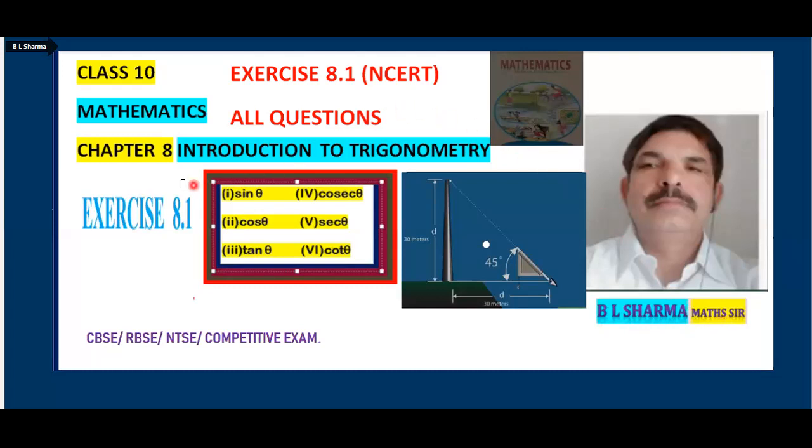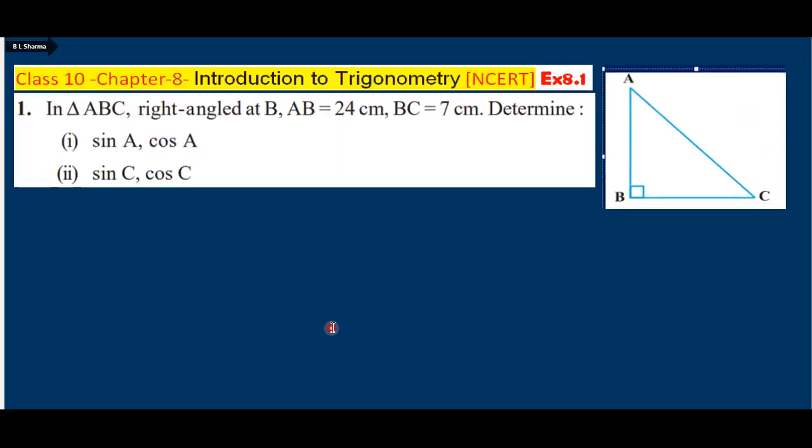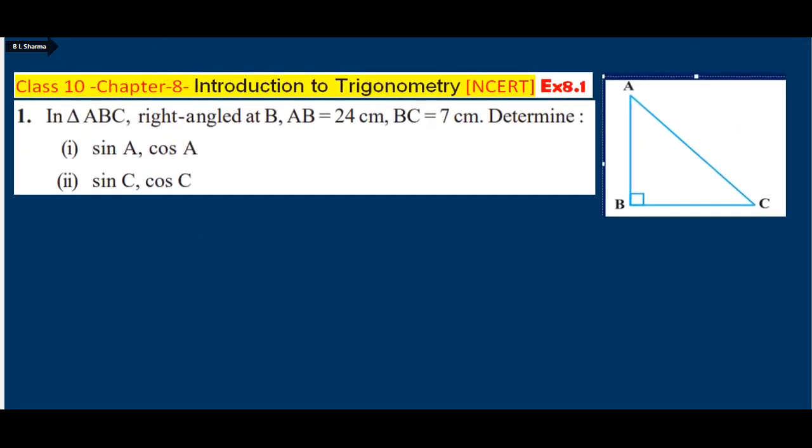We will discuss exercise 8.1 of chapter 8, Introduction to Trigonometry, of class 10th mathematics. Useful for the students of CBSE, RBSE, and the students who are preparing for NTSE and for any other competitive exam. So here is question number 1 on your screen.